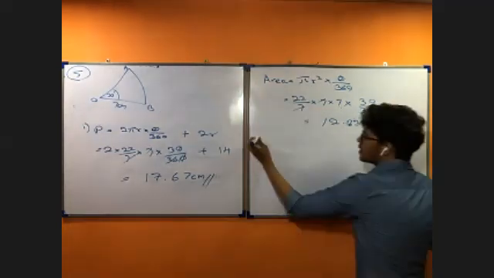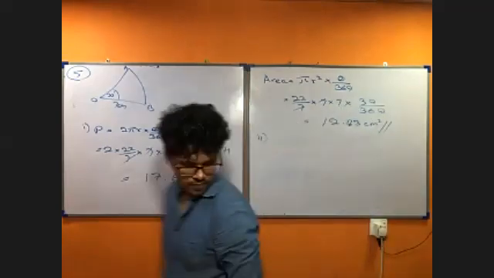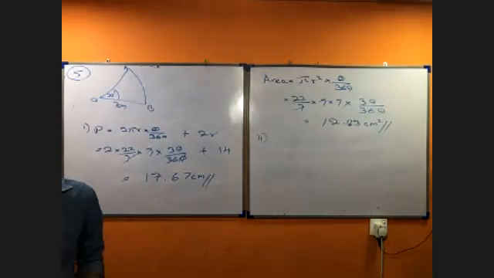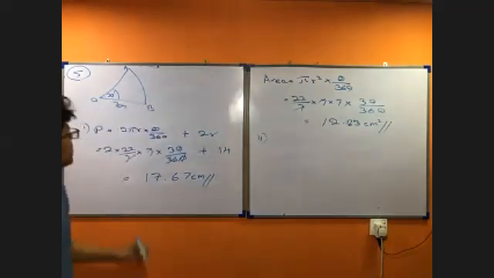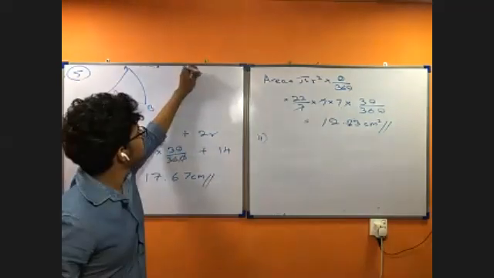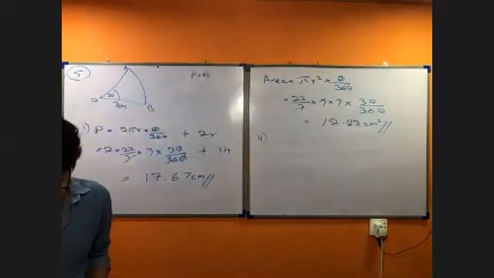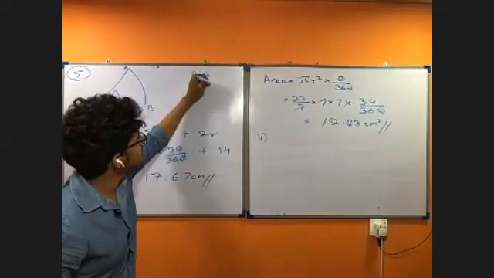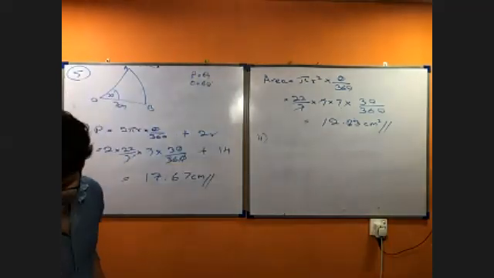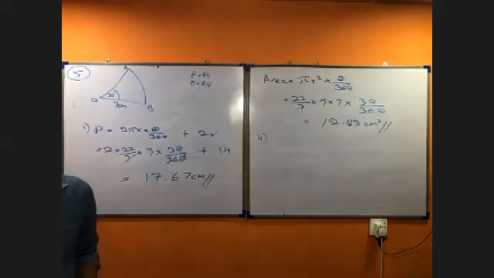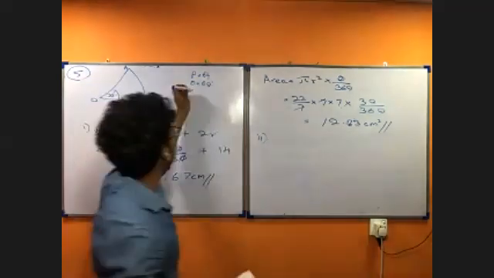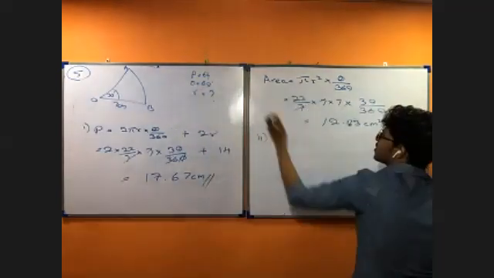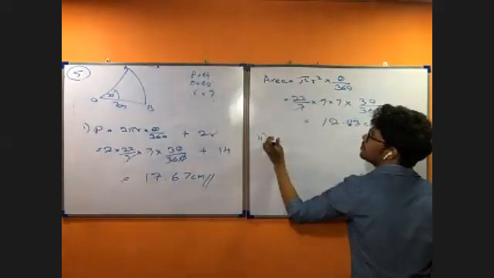Question part 2. If the perimeter of the sector is 64 centimeters, and the angle at the center is 60 degrees, theta is equal to 60 degrees, find the radius of the sector. Again, same. We know the perimeter, right? So perimeter is going to give me how much?